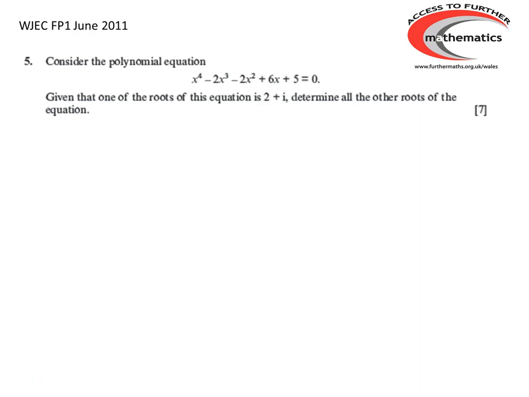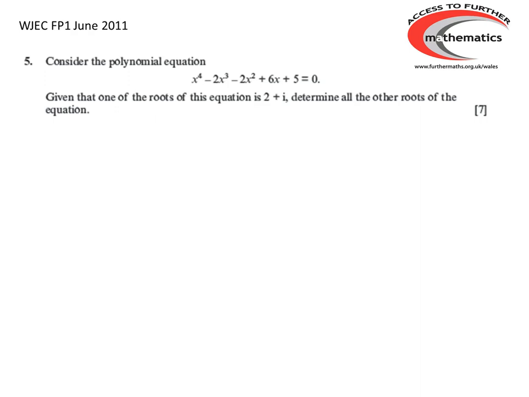Move on now to a second example. We have to consider the polynomial equation x to the 4 minus 2x cubed minus 2x squared plus 6x plus 5 equals 0. And we're told that one of the roots of this equation is 2 plus i, and we've got to determine all of the other roots of the equation.